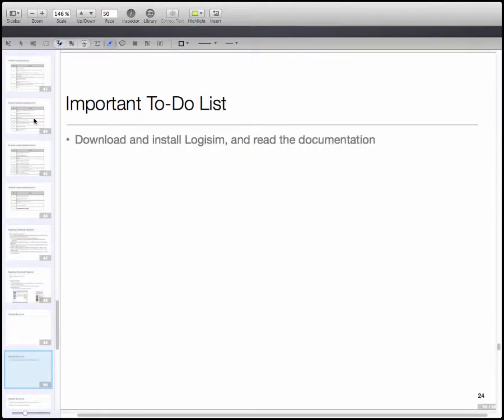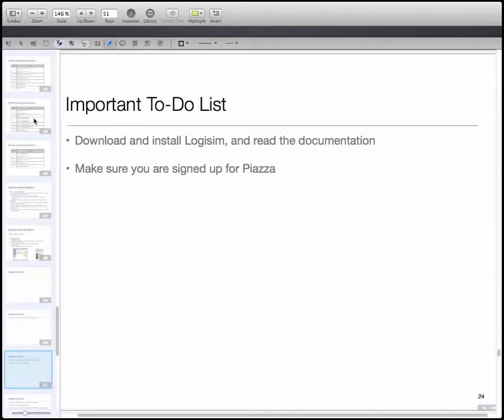Important to-do list. Download and install Logisim. Read the documentation. Even though the homework due on Friday only asks you to go through the basic tutorial, also read the rest of the documentation, or at least glance through it. It's a reasonably friendly tool, and the documentation is pretty well written. Again, it's accessible through the help menu within the program.